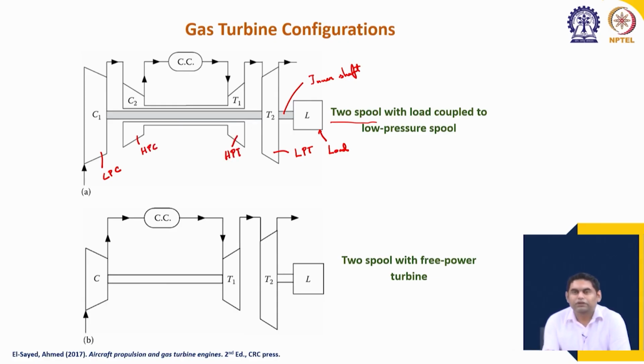The advantage of this system is that both the shafts can rotate at different rotational speeds. The high pressure compressor and high pressure turbine can rotate at a much faster speed because the length of the blades here is much smaller. The lengths of the blades, as we will see later, correspond approximately to the vertical distance that you see here. So, the lengths of the blades are smaller as compared to the low pressure stage blades, which will be very long.